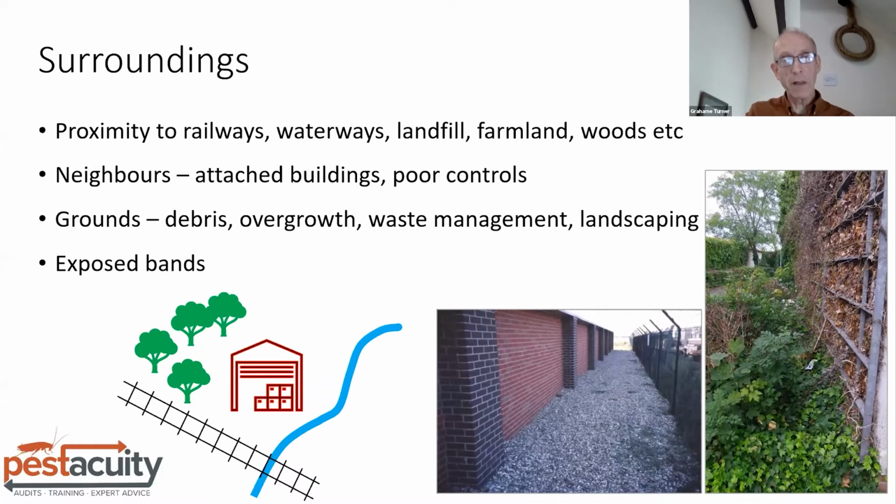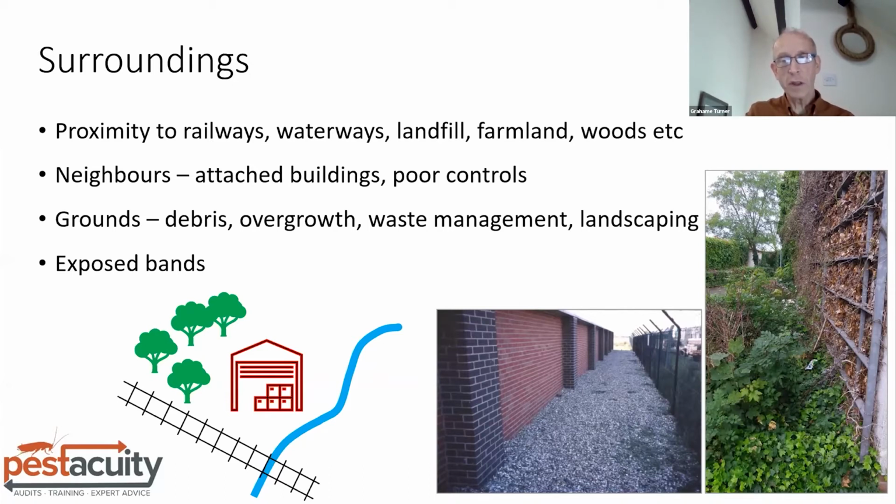Obviously, if there are poor controls there, then go around and knock on the door, see if you can do their pest control for them and improve the situation. But that might not always be possible. Look at the grounds. Is there debris in the grounds? Is there overgrowth? What's the waste management like? And the landscaping like of your customer?